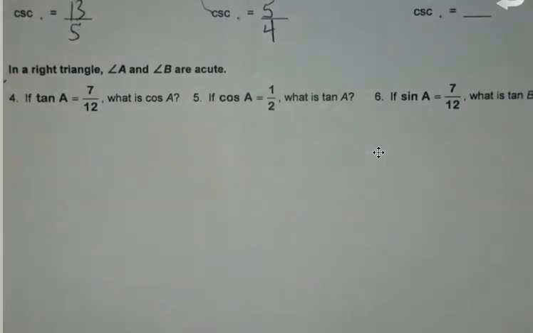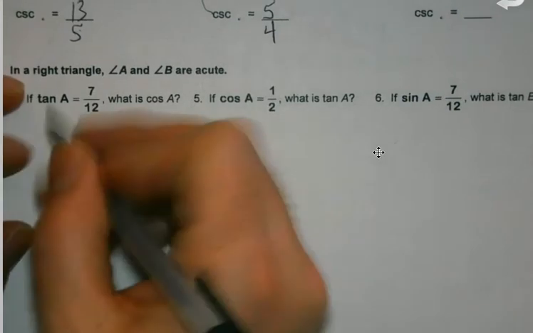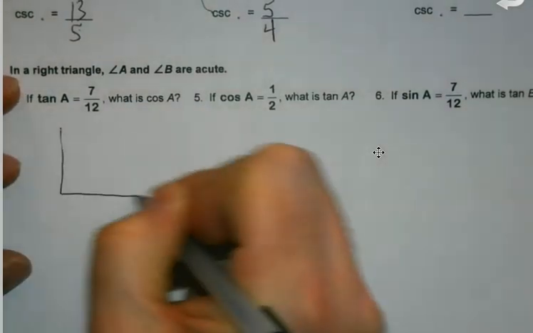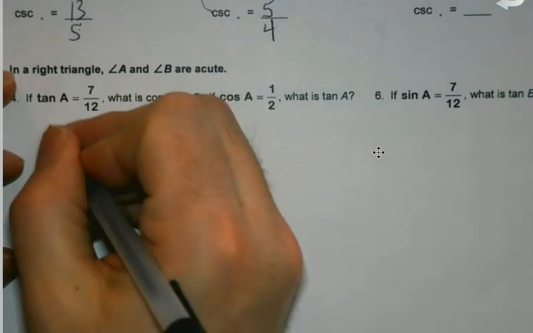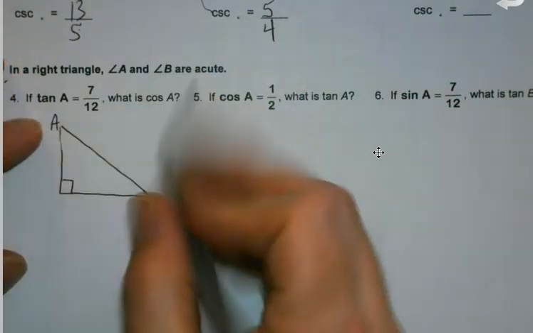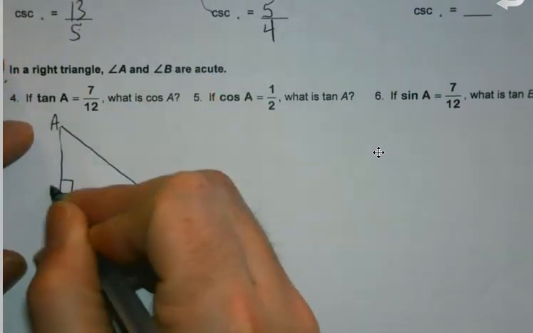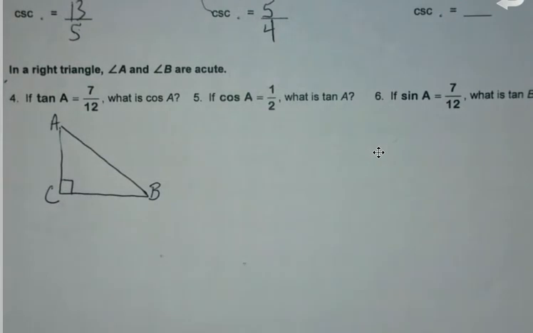All right, in a right triangle, angle A and angle B are acute. Okay, that makes sense. If the tangent of A is 7/12, what's the cosine? Okay. I would say a picture is in order here. So it says A and B are acute, so A and B aren't going to be my right angle. So I'll make C my right angle. These are interchangeable. If you put B up here and A over here, that's okay. That's no big deal.